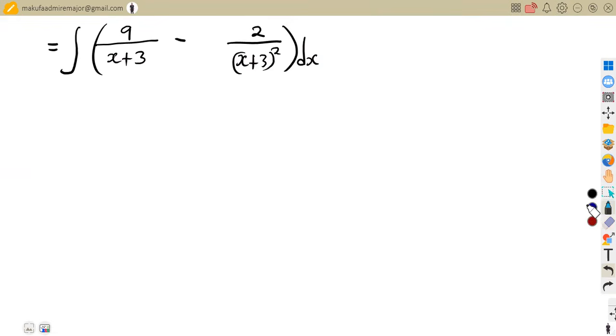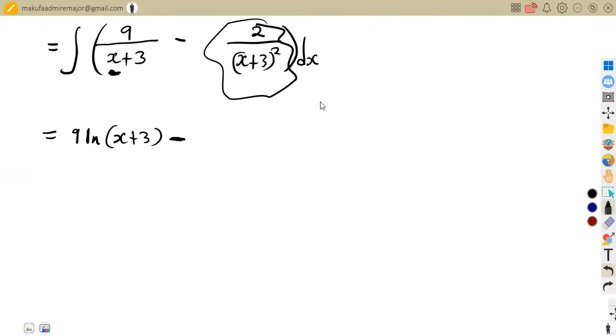All right. So considering this part, the first part is direct, like I said. We are just going to have the derivative of this, which is 1. So it's going to be 9 over 1, which is simply 9. So it's going to be 9 ln of x plus 3. All right. Minus, we're supposed to integrate this part of -2. Let us just consider this aside, the integral of 2 over x plus 3 squared. All right. How can we integrate this?